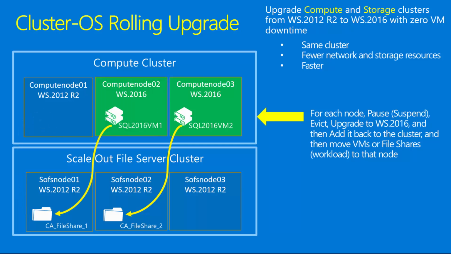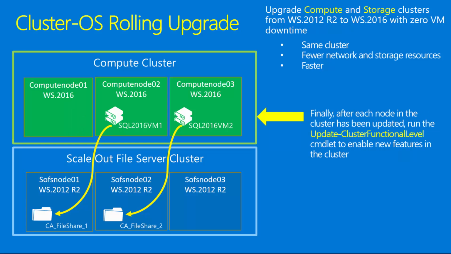We'll pause it, drain it, evict it, upgrade the operating system to Windows Server 2016, and then add it back into the cluster. After the final node in the cluster has been upgraded, we'll use the update cluster functional level to complete the upgrade and to enable the Windows Server 2016 failover cluster features.